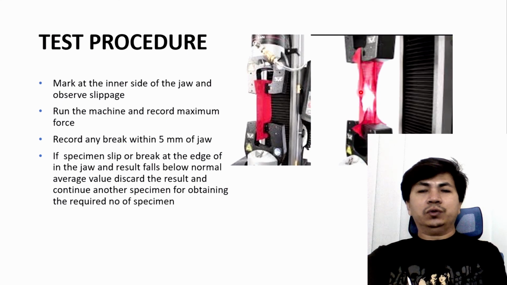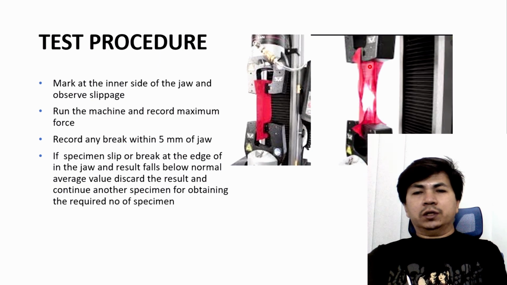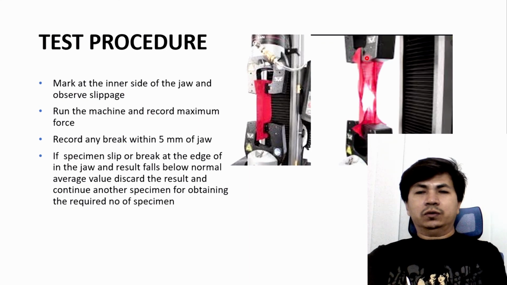Here we have to consider another thing that is called jaw break. Let us hear about the jaw break. What is jaw break? If the specimen breaks within 5 millimeter of the jaw or inside the jaw, that is called jaw break. If we find such a jaw break, we have to note the specimen number, and after completing the test we will get the mean value of the testing result.